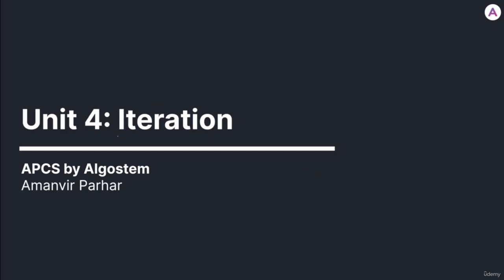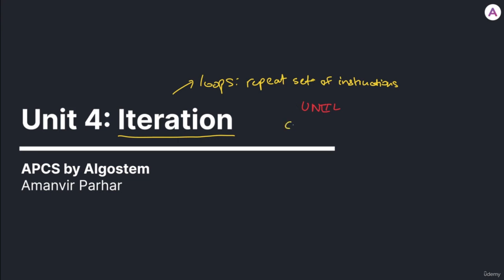Continue with Unit 4 of the AP Computer Science course, which is on iteration. Iterative statements, better known as loops, are statements that can change the control flow of a program by repeating a certain set of statements until a certain condition is reached. So they repeat a set of instructions until a condition is reached.